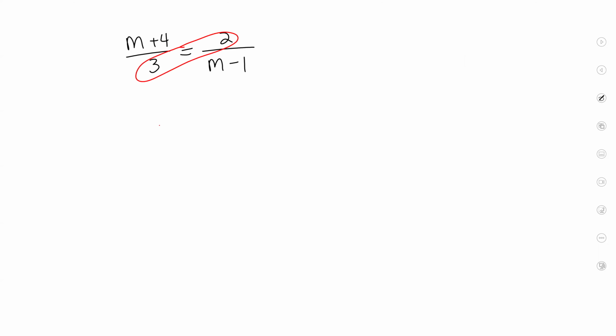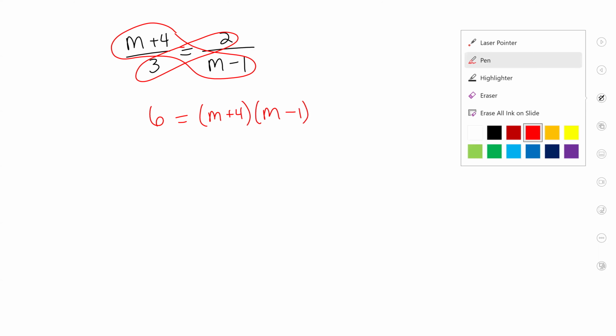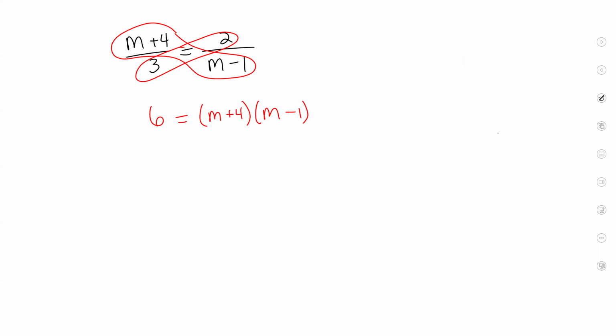3 times 2 is 6. Then we have to multiply these two together. That'll be m plus 4 times m minus 1. The way we do this, m times m is m squared. M times -1 is -1m.